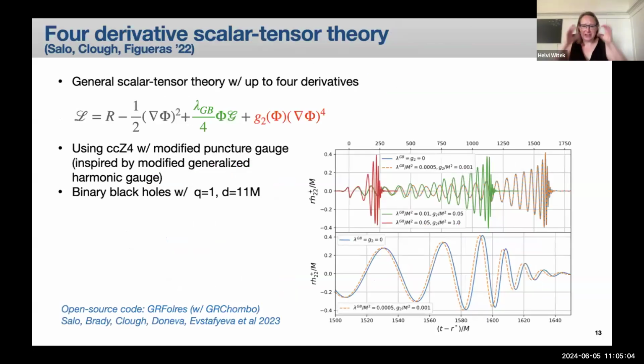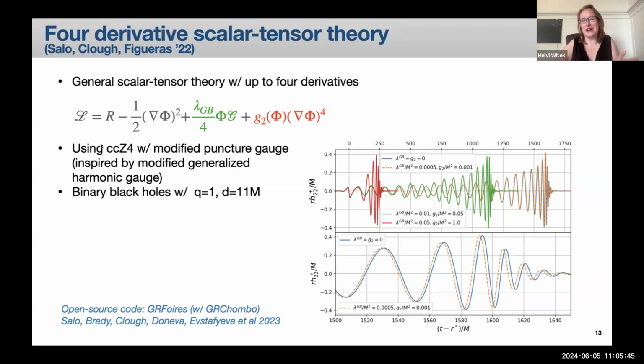Good. So I did want to advertise actually a little bit more work, not only by my group, but also by others. And this is a paper by Libert Salon, Katie Clough and Pau Figueras, where they also looked at black hole simulations in scalar Gauss-Bonnet gravity. This is a Gauss-Bonnet term here, but they also included all the scalar field terms that would come at a similar derivative order. So this is what they have here. And the important bit is that they are now using a Z4 formulation with a modified puncture gauge that has been inspired by this modified generalized harmonic gauge.